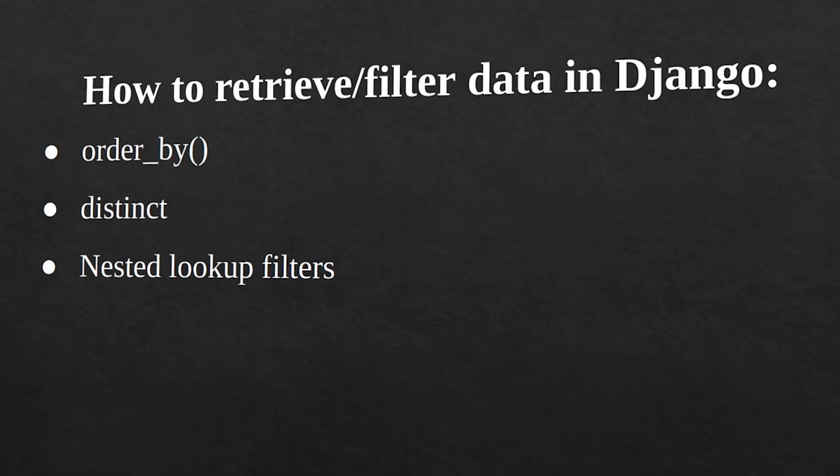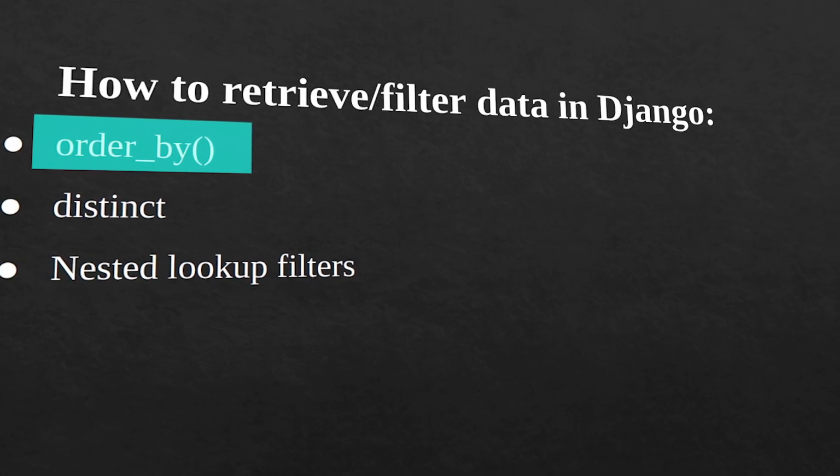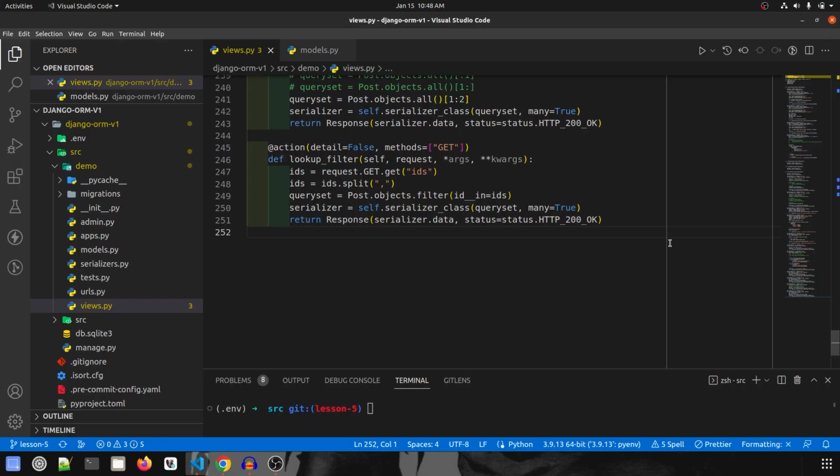In this one, we are going to look at how to order by in Django by any column, then how to get distinct data, and then nested lookup filters. So let's get started. First we are going to cover order by.